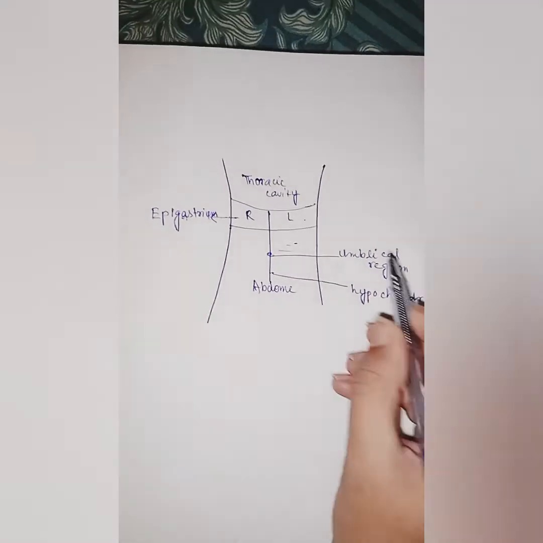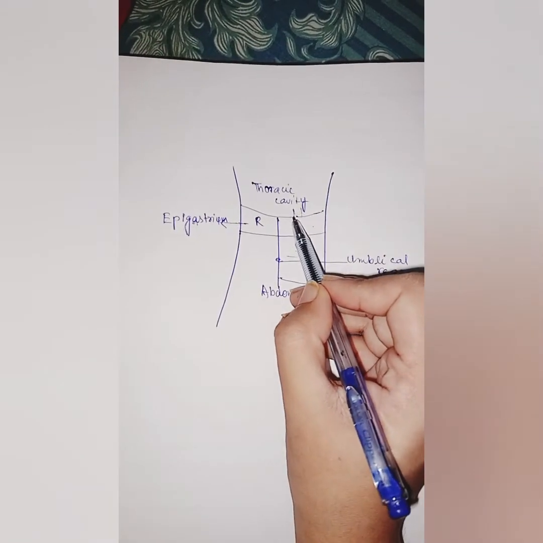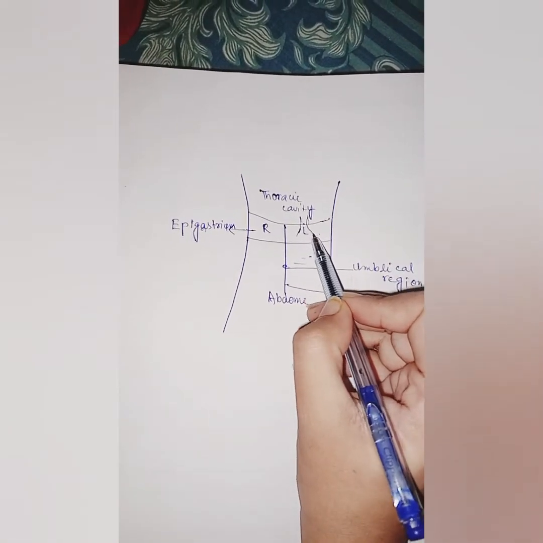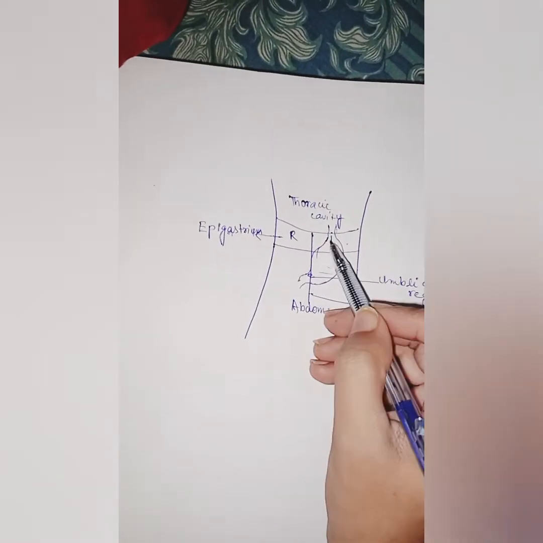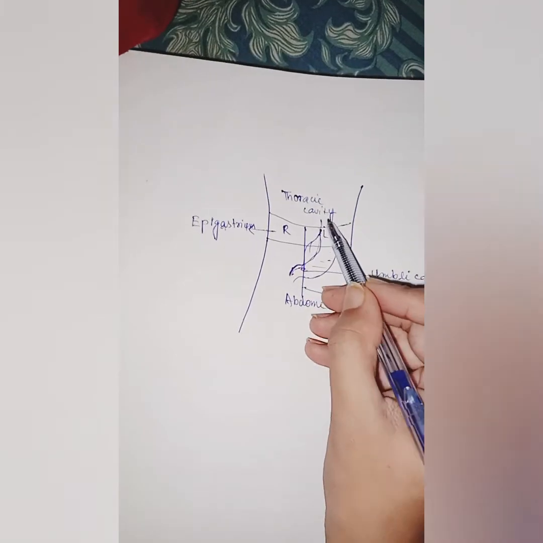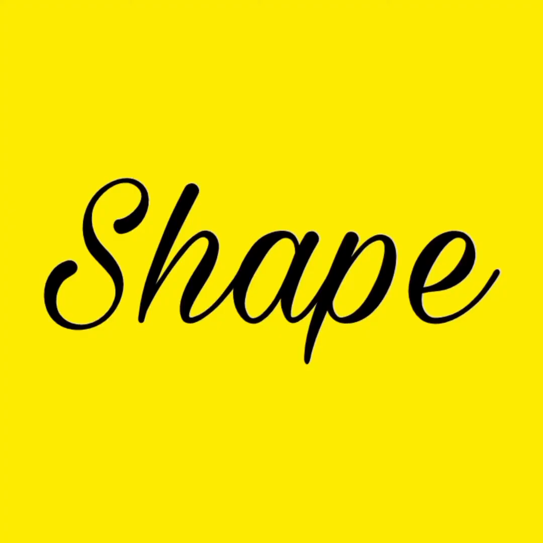So then in here the fundus and cardiac part are present in the epigastrium, then in the umbilical part the body will come, and in the hypochondrium the pylorus. If we talk about its shape, it is basically J-shaped, but its shape varies with muscular tone. It is more vertical in thin people and tall people and horizontal in obese people.